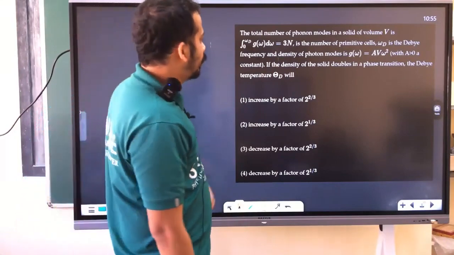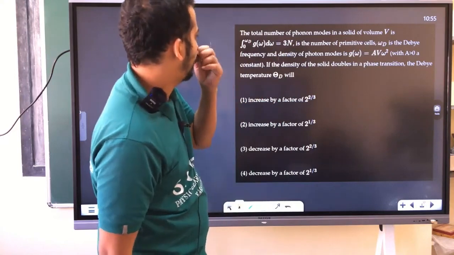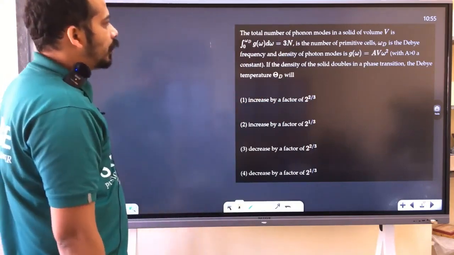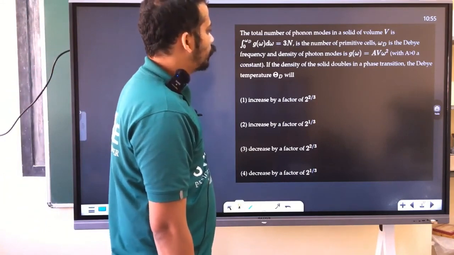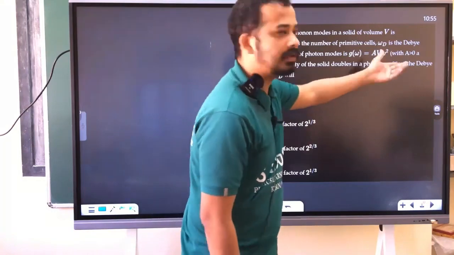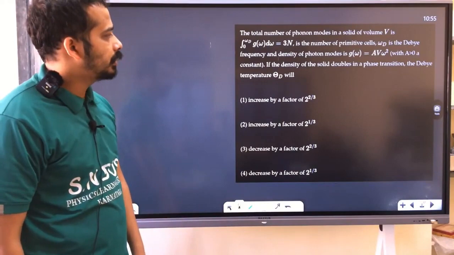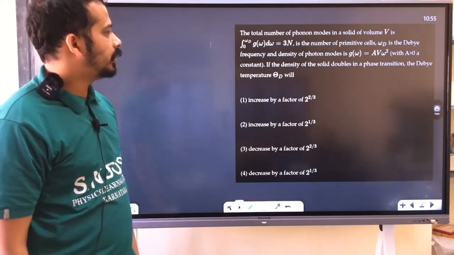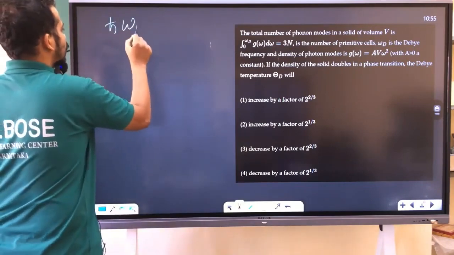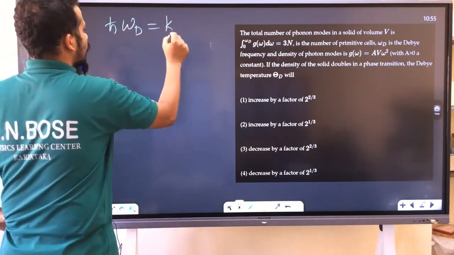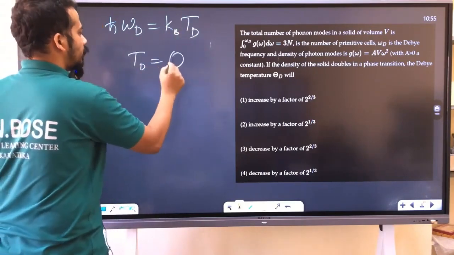So the Debye frequency... what is being asked is, N is the number of primitive cells, omega D is the Debye frequency, and g of omega is the density of phonon modes, which he has also given. If the density of the solid doubles in a phase transition, then what is the Debye temperature? How do you define Debye temperature? h bar omega D you have to read as k_B into T_D. This T_D we write as theta D.